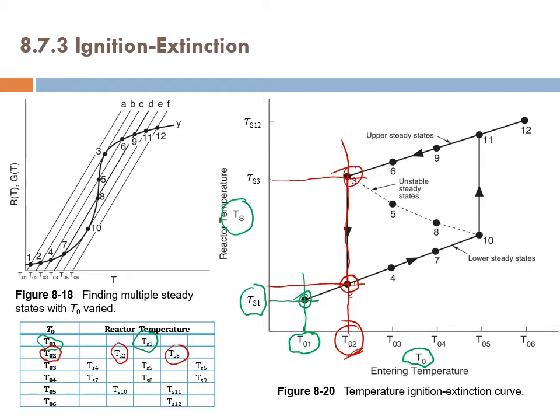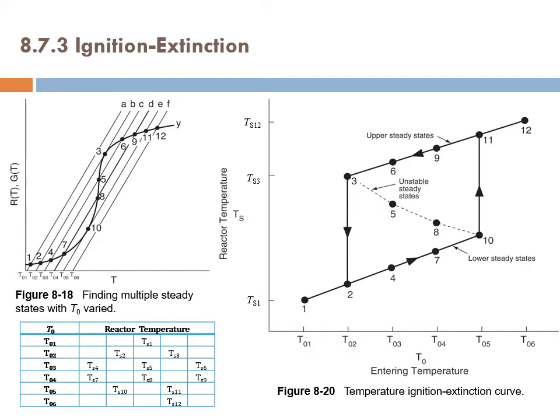Let's do that for TS3. For T03 we have three steady states, TS4, TS5, and TS6, and there we go. There's one point, the second, and the third one, and let's continue doing so. Okay, very good, excellent.